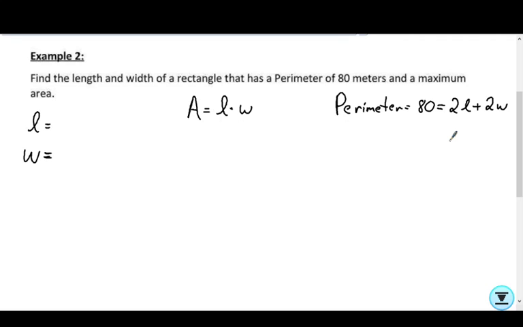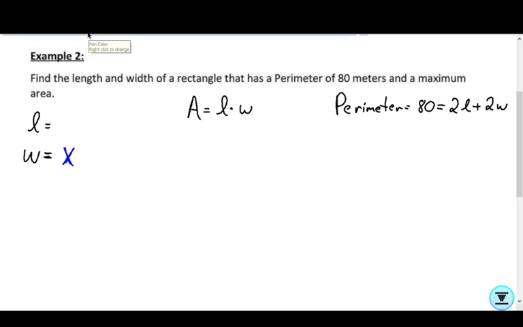Now, there's a couple ways of doing this. Some people like using everything in terms of x's and y's. Okay? That is going to be totally up to you. I could say that W is x, and we can get it in terms of x, but I'm not going to go that far this time. I'm just going to keep it in terms of L and W.